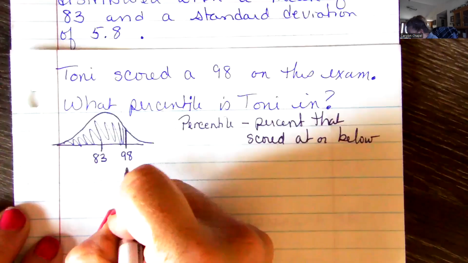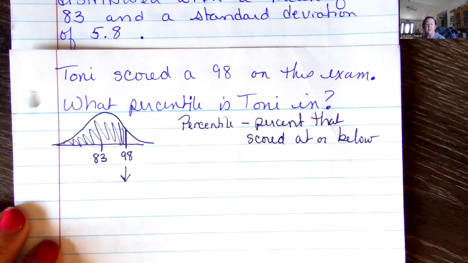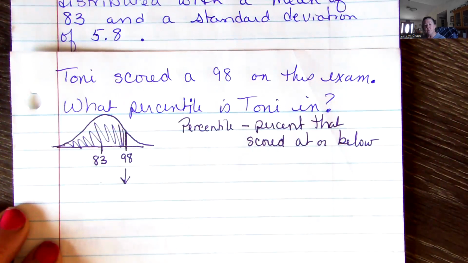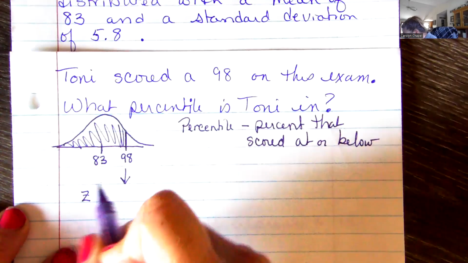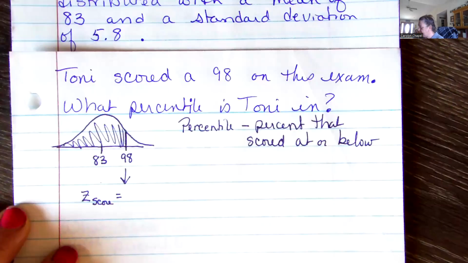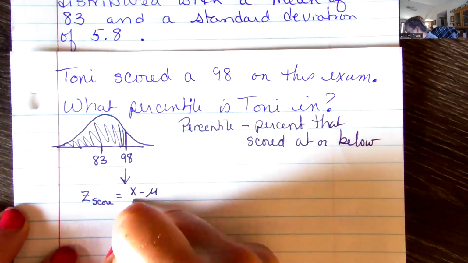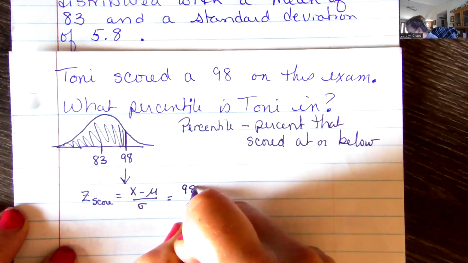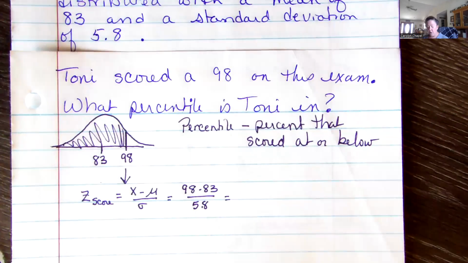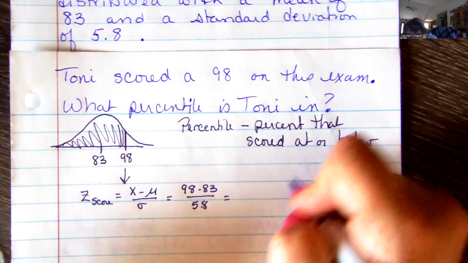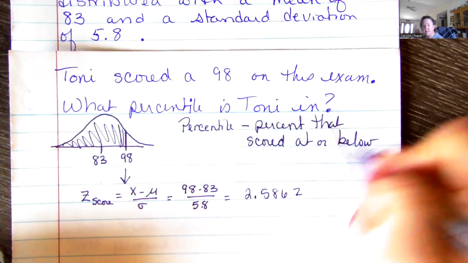So to do this using a table, I would first have to standardize that score. A lot of times when you take ACTs or SATs or other standardized exams, they will give you a standardized score. And that standardized score is the actual Z-score. If you can remember, the formula for our Z-score is your data value minus your mean divided by your standard deviation. So we're going to take that 98 minus the 83 all over 5.8. I'm taking 98 minus 83, dividing it by 5.8, and I get 2.5862, and there's a bunch more decimals.